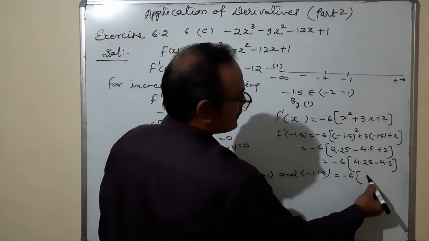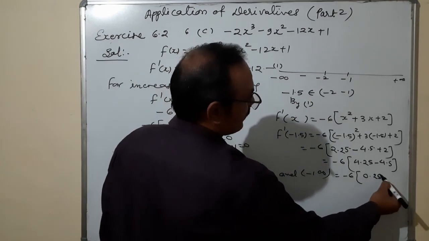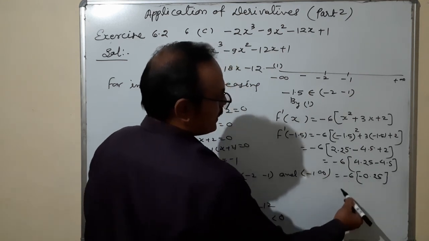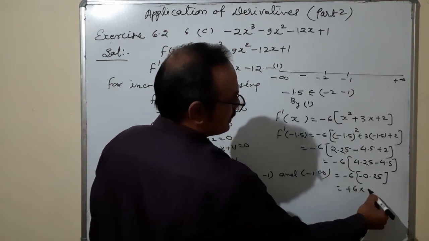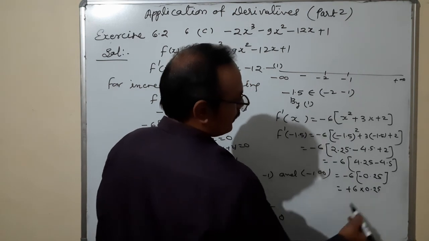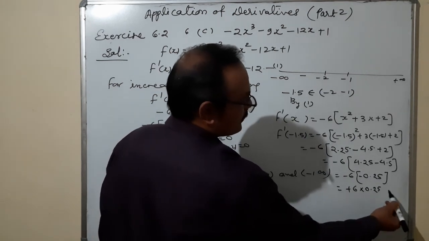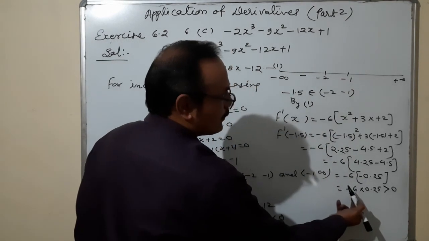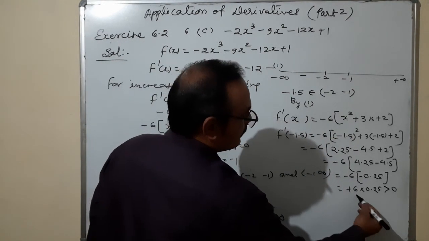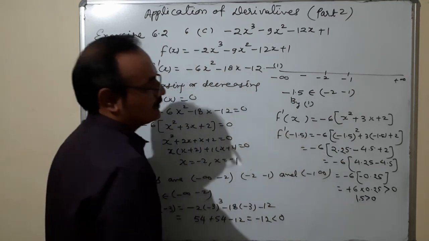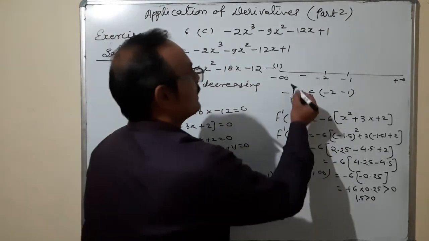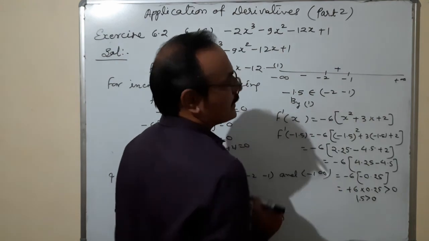So what is coming here? 0.25, with which sign? Because 4.5 is greater, so minus sign. Minus into minus is plus, 6 multiplied by 0.25. So what is this? The value is greater than 0. 6 times 25 is 150, that means 1.5, and 1.5 is greater than 0. And it is greater than 0, that means this function is increasing.